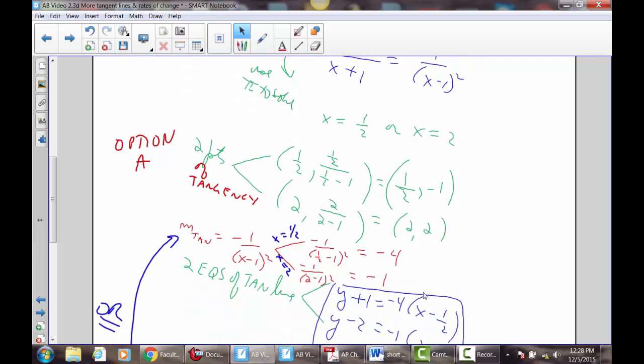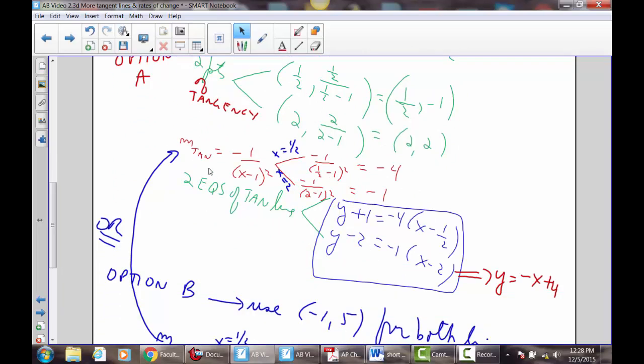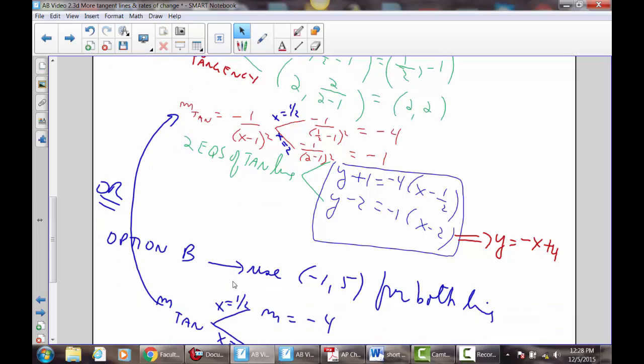And then as far as the slope goes, the slope of the tangent line, of course, we had found by the derivative, found it equal to this expression. So we plug in a half, we get the slope of negative 4. But if we plug 2 into here, we get the slope of negative 1. And then there's the equations of your 2 lines.